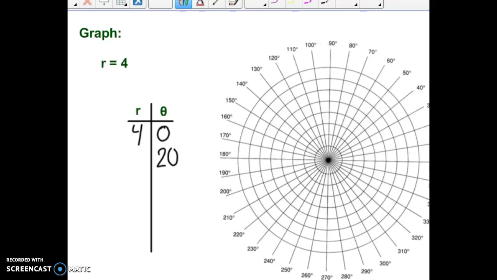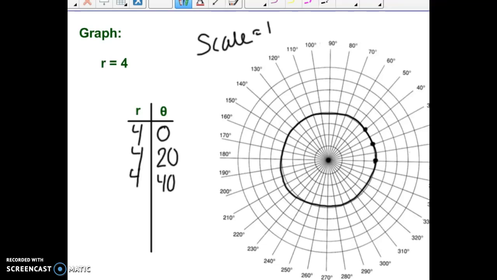What if theta is 20? r is 4. What if theta is 40? r is 4. And then you might notice a pattern. For my scale, I'm going to make it 1. So if I start plotting at 0, I'm at 4. At 20, I'm at 4. At 40, I'm at 4. Oh, I start connecting my values, and I have a circle.